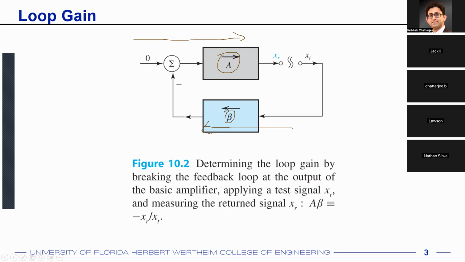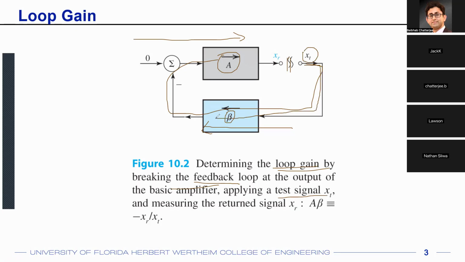And how it is defined in a more technical way is that first you break the feedback loop. So if you want to find out the loop gain, you first need to break the feedback loop anywhere. Let's say you're breaking here. And then you want to find out whatever gain you have in the entire system. So that would be beta multiplied with A. In this case, let's say you want to apply a test signal xt, and you traverse the entire chain.